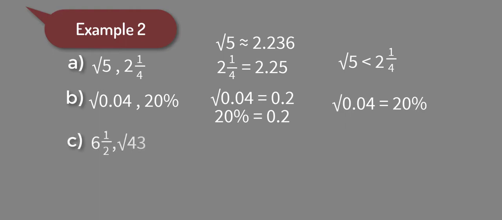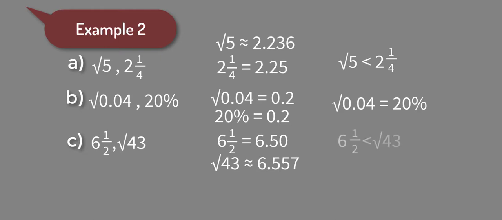All right, part C, we're given 6.5 and the square root of 43. 6.5 equals 6.5. Square root of 43 is approximately 6.557. So again, we know from that 6.557 is greater than 6.5, so 6.5 or 6 1/2 is less than the square root of 43.